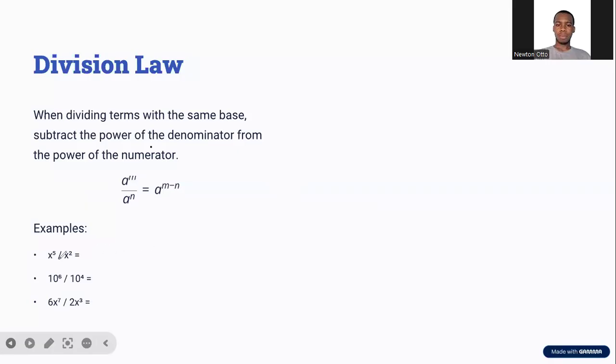So let's go here. We have x raised to power 5 divided by x raised to power 2. This is x raised to power 5 minus 2, which is x raised to power 3. The next question is 10 raised to power 6 minus 4, which is 10 raised to power 2.